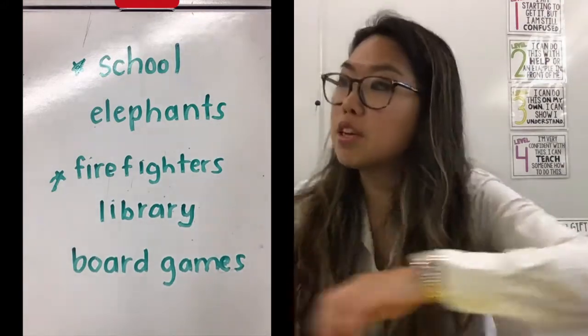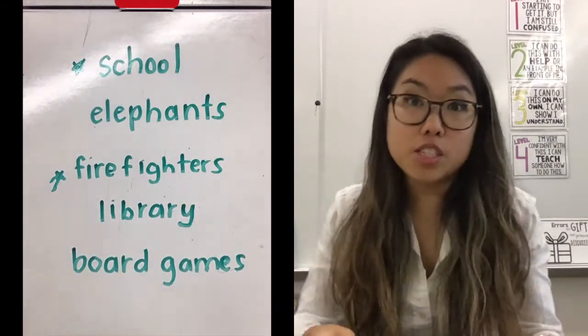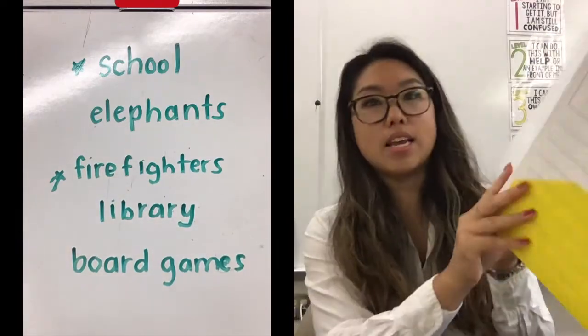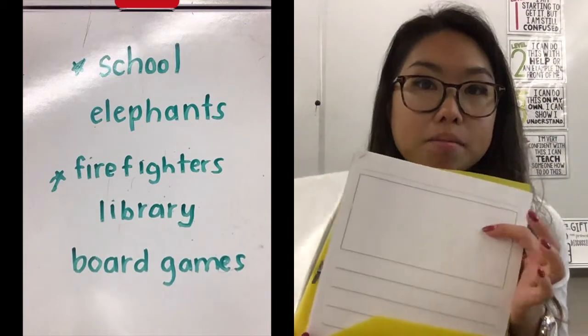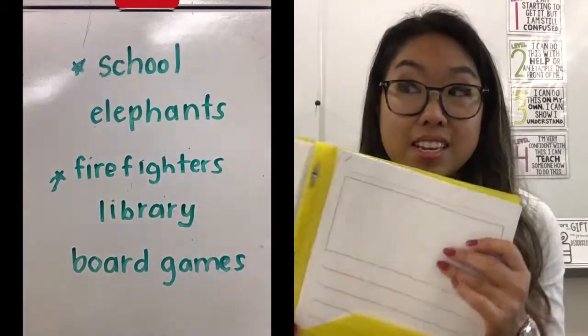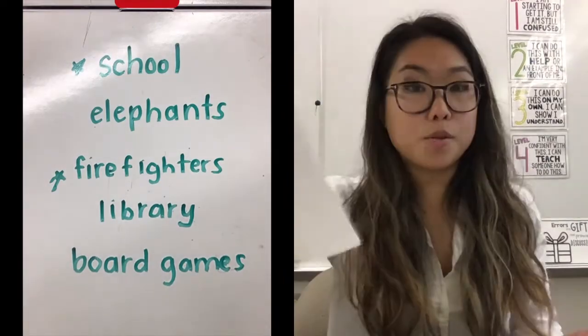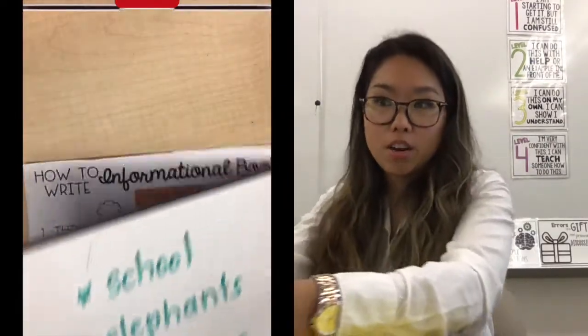So now what I need to do is I'm going to go into my writing folder. And in your writing folder, in the back, there are some empty packets. I'm going to take out 2. And I'm going to get these ready. So watch how I do that.